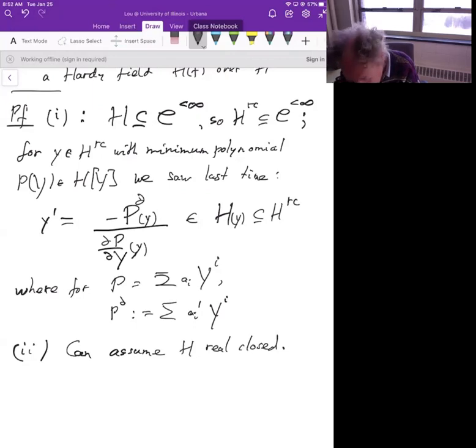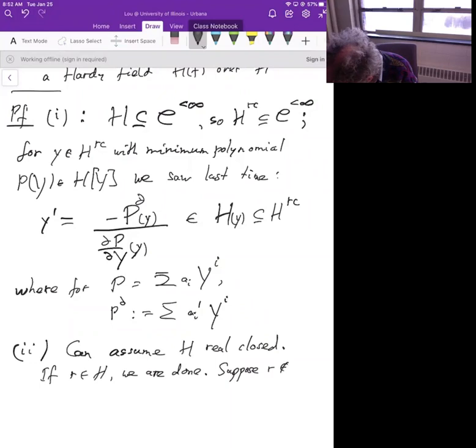And then there are two possibilities. Either the real number that you want to adjoin is already in capital H, or not. Suppose r is in H, you're done. Suppose r is not in H. Well, then it's transcendental, right?